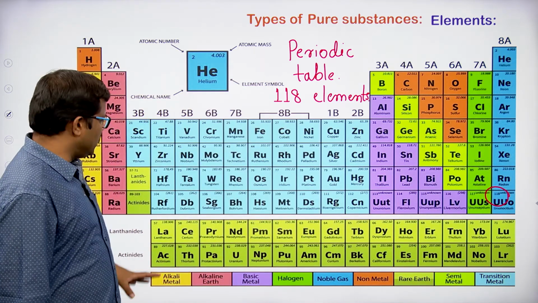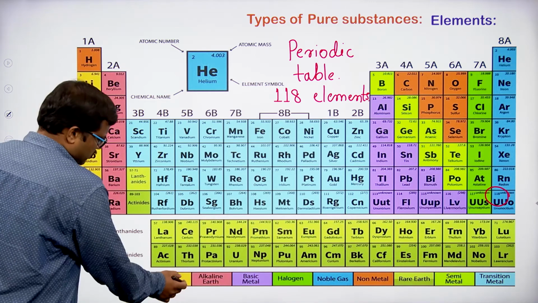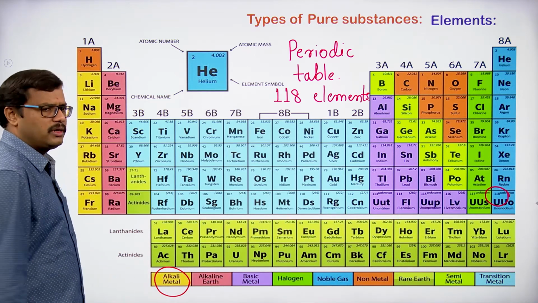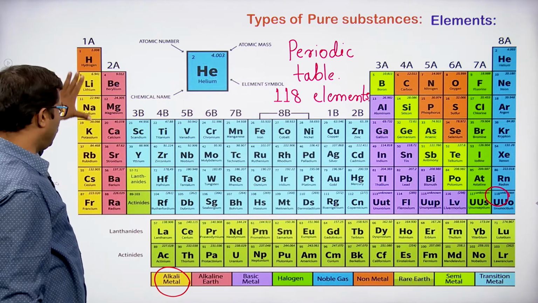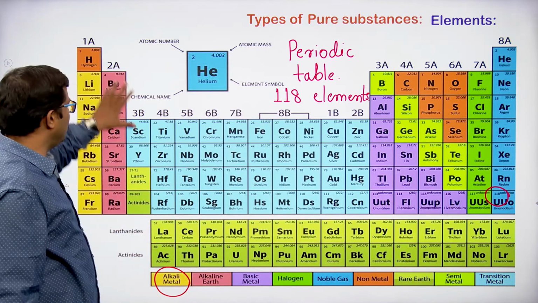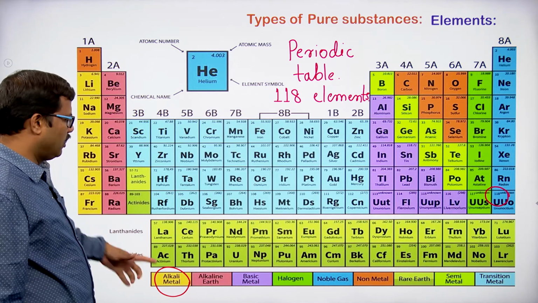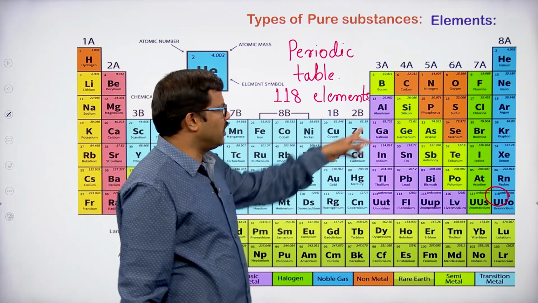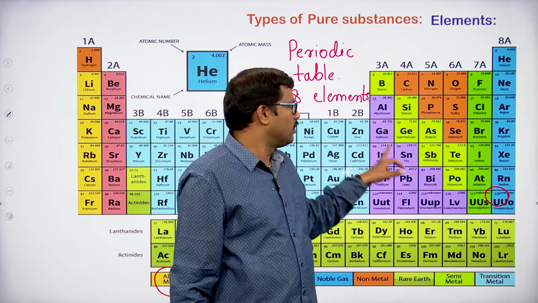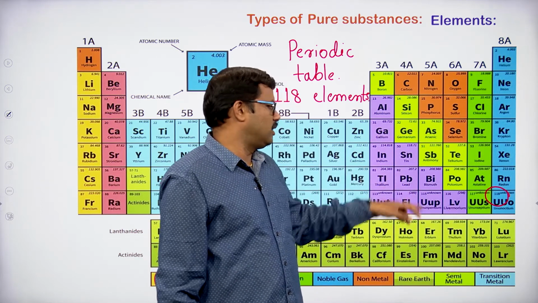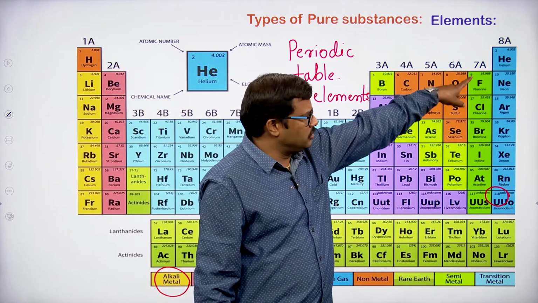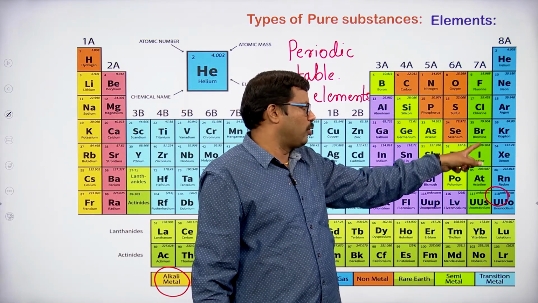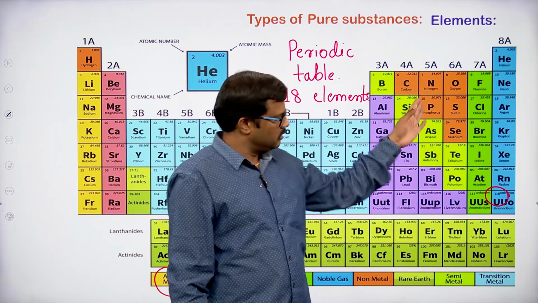You can clearly see here the alkali metals, the yellow colored ones. Here you can observe lithium, sodium, potassium, rubidium, cesium, francium. These are all alkali metals. Next one is the alkaline earth metals, these ones. Okay. Basic metals you can observe here: aluminum, gallium, indium, tin, lead, thallium, etc. Halogens, you can see fluorine, chlorine, bromine, iodine, astatine, etc.